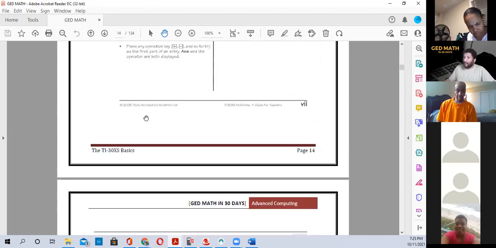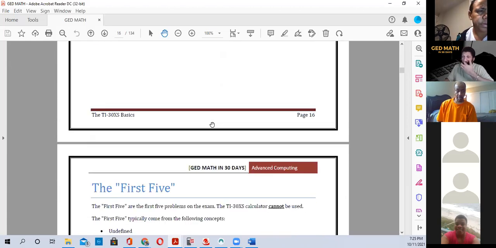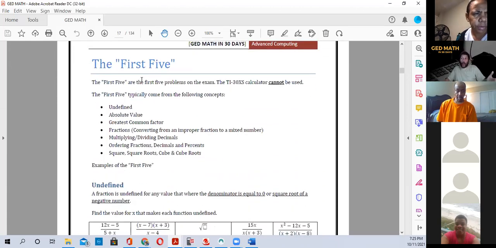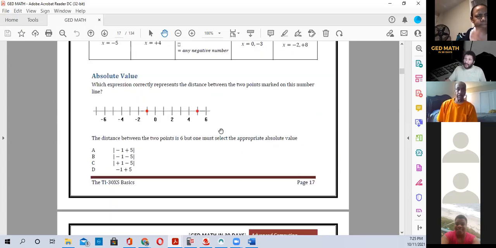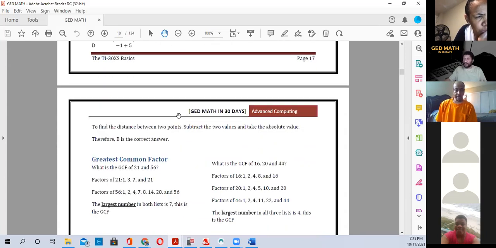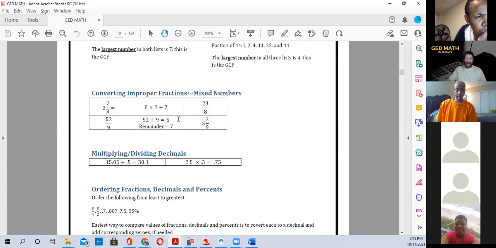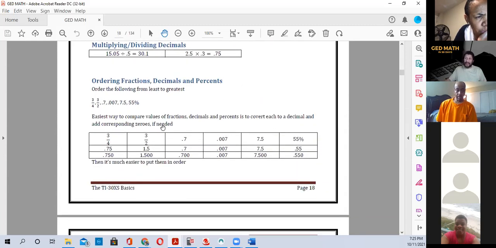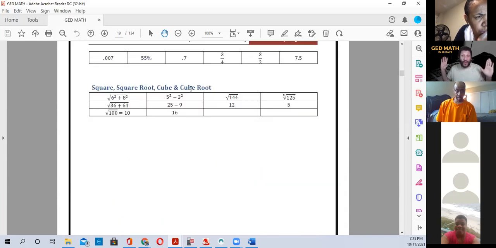So for example, your first lesson. It's telling you everywhere in your GED test. I'm telling you, these are the concepts for the first 5. I give you different examples of undefined. Second type, absolute value. I'm giving you an example. Greatest common factor. Converting improper fractions, multiplying and dividing decimals, ordering decimals. This is giving you the first 5 on your exam.